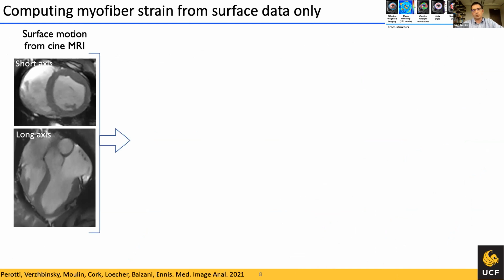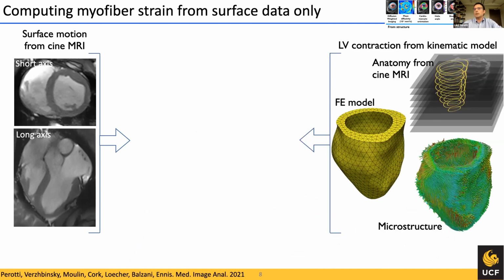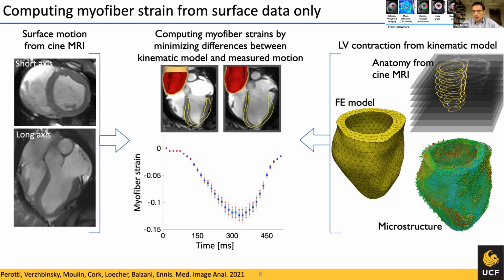Cine MRI is routinely acquired in the clinic and gives us the motion of the inner and outer surface of the heart. And then we can build a model based on the cine MRI information and the microstructure information, and we can combine a finite element model, which is not a mechanics model. We want to develop a kinematics model. I can get more into the details if there is interest there. But basically then we have a model and we have surface data. By comparing the two, and matching the two as best as possible, we can compute what myofiber strain will be on a patient-specific basis.